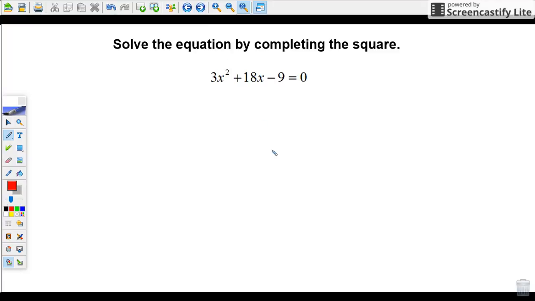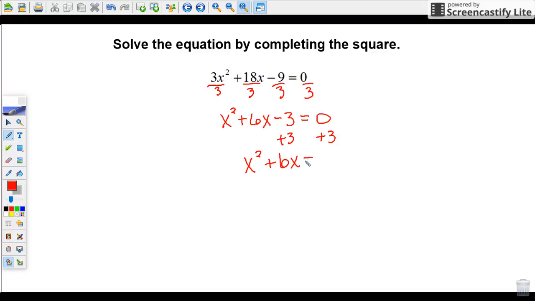One more. In this one, notice that the x squared term has a coefficient. We need to get rid of that coefficient first, so we have to divide everything by 3. That means this equation becomes x squared plus 6x minus 3 equals 0. And now we have to get rid of this constant term by adding 3, because we want it in the form x squared plus bx equals some number. So x squared plus 6x equals 3 is the one we're going to use to find c.